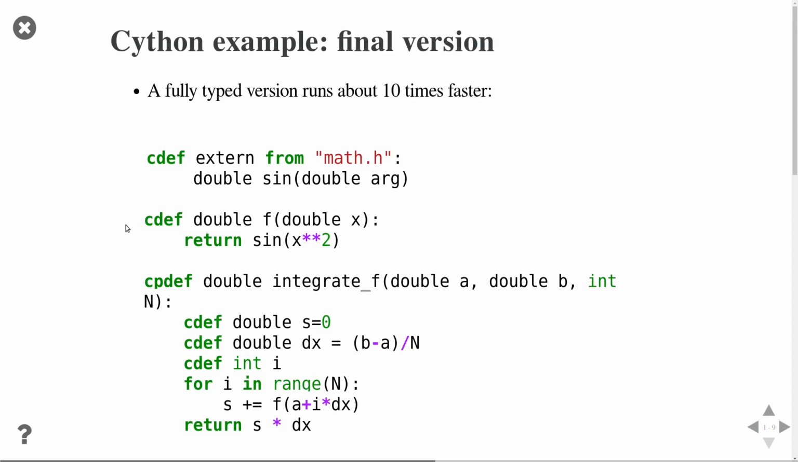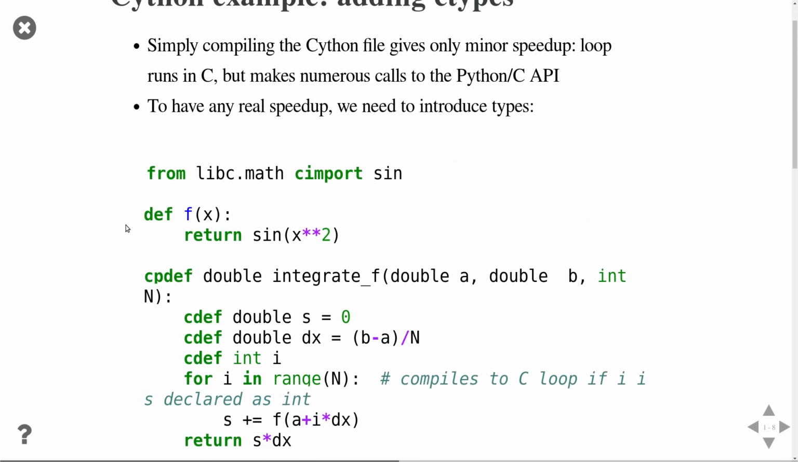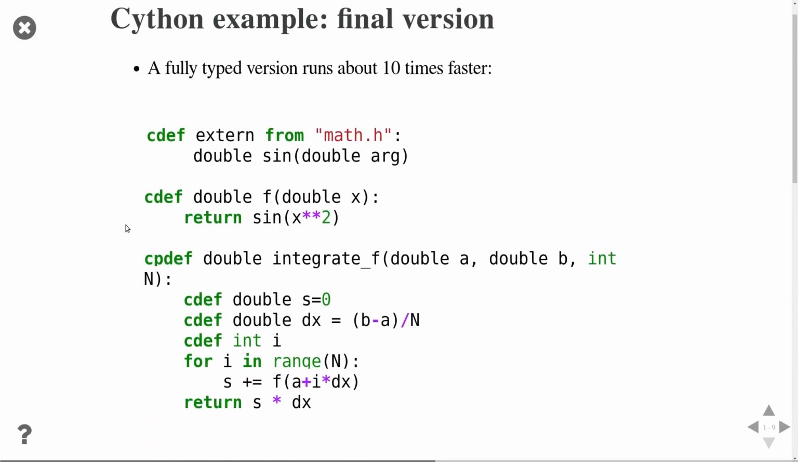I'm going to show you an example in a second. This I call the semi-Python version, because it only specifies the types for integrate f, but not for f. So here I kept my f exactly the same. In the fully typed version, everything is the same. It's only that I also specify the types for this function f.